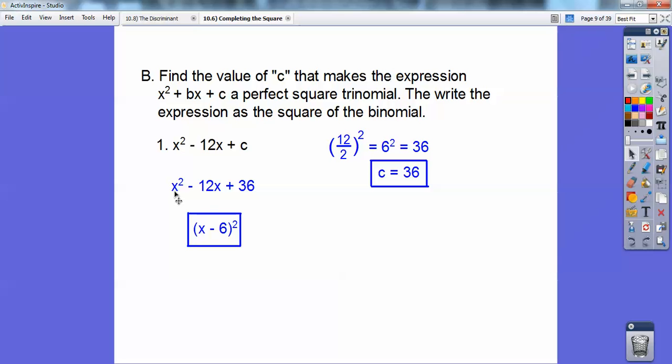It factors to x minus the square root of this guy squared. Square root of x squared is x. So this factors to x minus 6 squared. Okay, you'll see the advantage of that in just a second by completing the square. Okay, see what I did? I took half of this, which was 6, and then squared it. You don't need to worry about the negative sign because when you square it, it's going to be positive anyway. So half of 12 is 6, and 6 squared is 36. That's what C is right there.